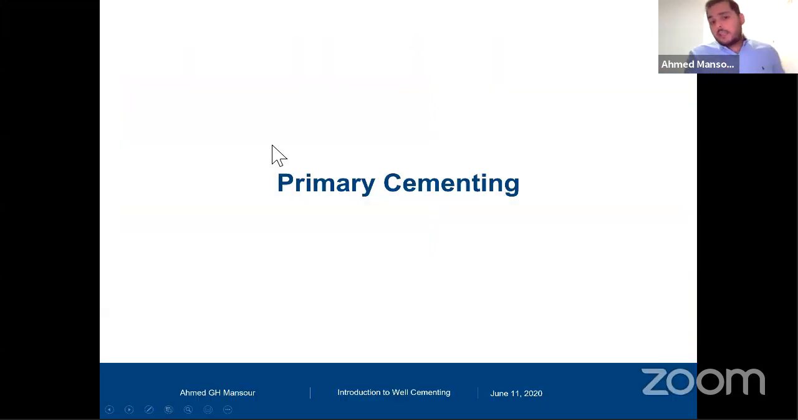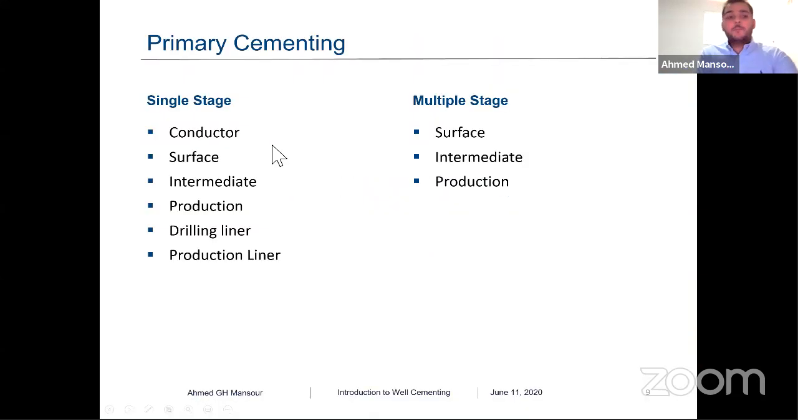So now let's move on to the second topic, which is primary cementing. In primary cementing, I'm going to cover the conductor cement job, surface, intermediate, and production. About drilling liner and production liner, I'm not going to go through it. And multi-stage, I will cover a little bit later.